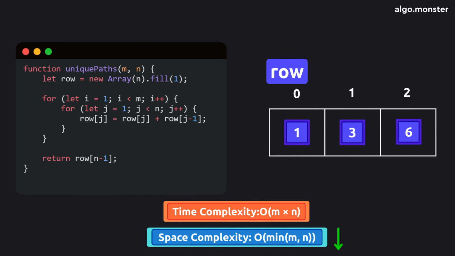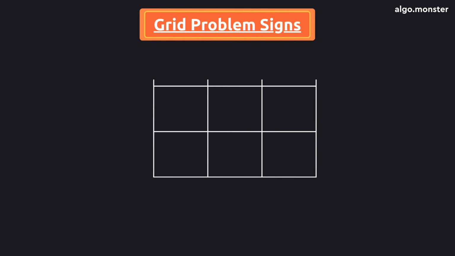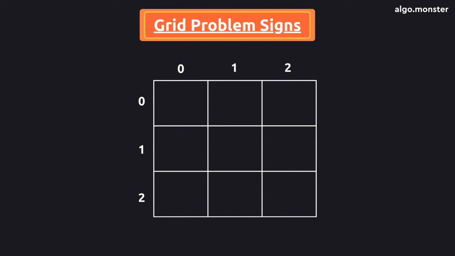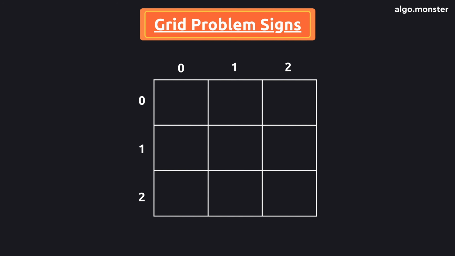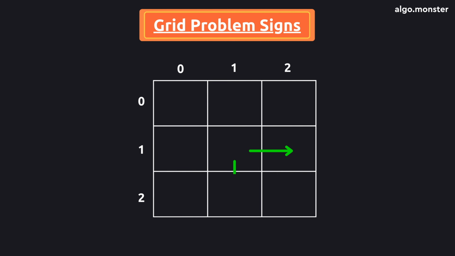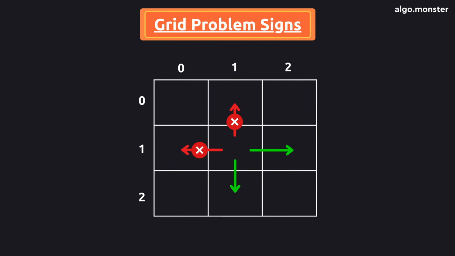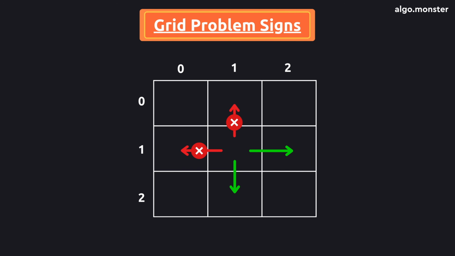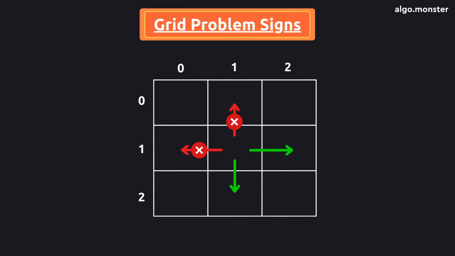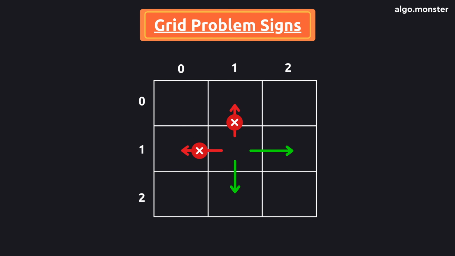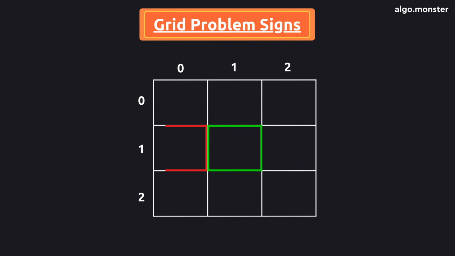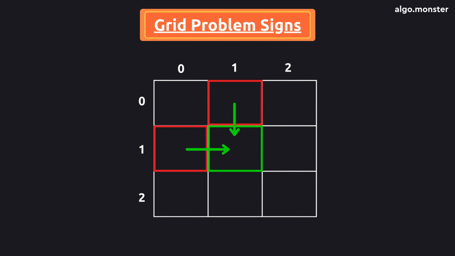Now let's summarize the typical signs of a grid problem. First, you're working with a two-dimensional space, a table, a grid, a matrix, something with two dimensions. Second, movement is restricted. In many of these problems, you can move only to the right and downward. Sometimes other directions are allowed as well, but the number of possible moves is usually limited. Third, the state of each cell depends on its neighboring cells, specifically the cells you're allowed to come from. In this problem, for example, you can reach a cell only from above or from the left.